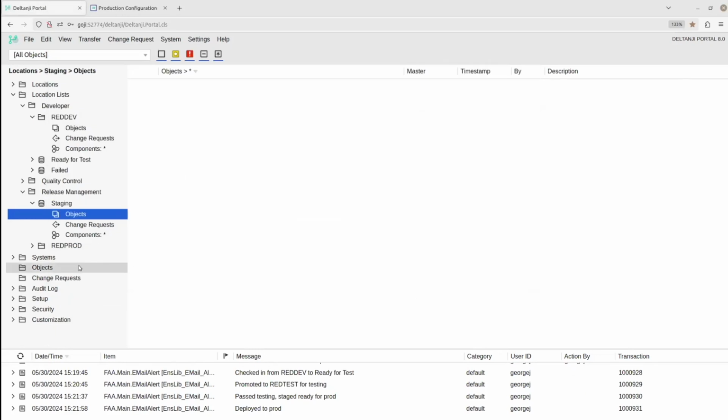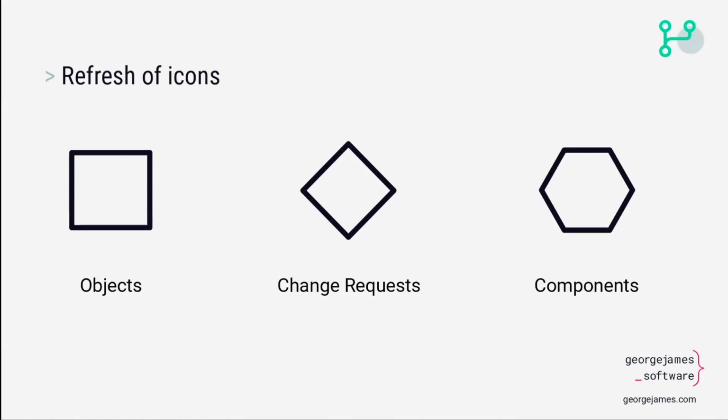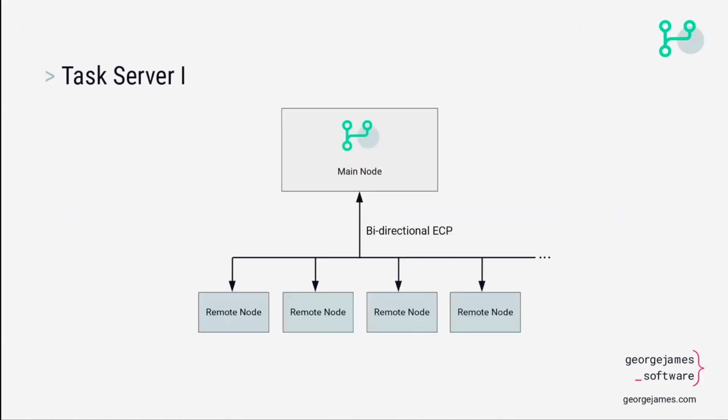So that's given you an idea of the typical kind of workflow that we would do with Deltanji, and shown off some of the changes to the user interface as we've gone through that. So what I'd like to do now is to change tack slightly and talk about the task server.